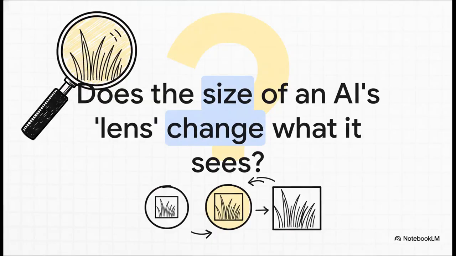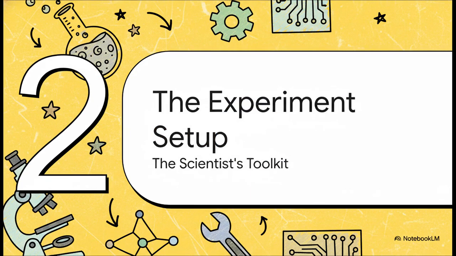And that brings us right to the heart of the whole experiment. We're essentially giving our AI a digital magnifying glass to look at these images. So our hypothesis is pretty straightforward. Does changing the size of that magnifying glass change how well the AI can see and measure the grass? All right, before we can get any results, we have to set up our lab. So let's take a quick look at the scientist's toolkit and get a handle on the key ideas we need to know for this whole thing to make sense.